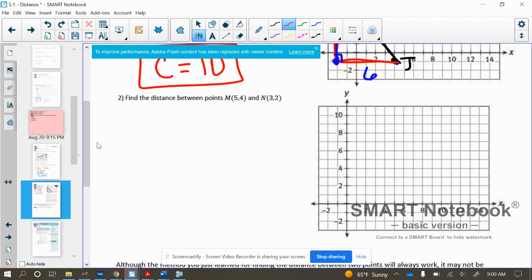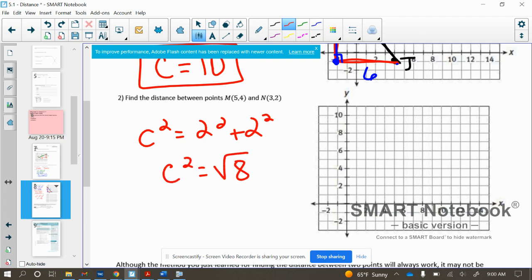You should have got on this one that when we plot our points and solve, we end up with C squared equals 2 squared plus 2 squared. So the square root of 8 is going to give us a decimal, when we do eventually square root it. So you should have gotten 2.8.